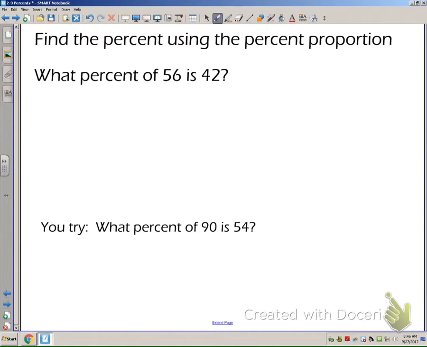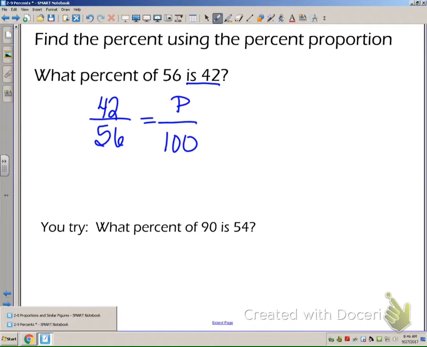Okay, so let's continue to use the percent proportion. It says, what percent of 56 is 42? So is over of equals percent over 100. We can cross multiply and divide. 4,200 divided by 56 is 75%. Once again, you can look at it as 42 is what part of 56, 56 being the whole amount.